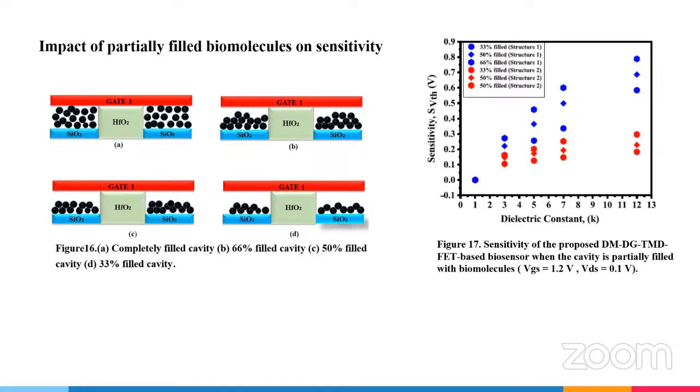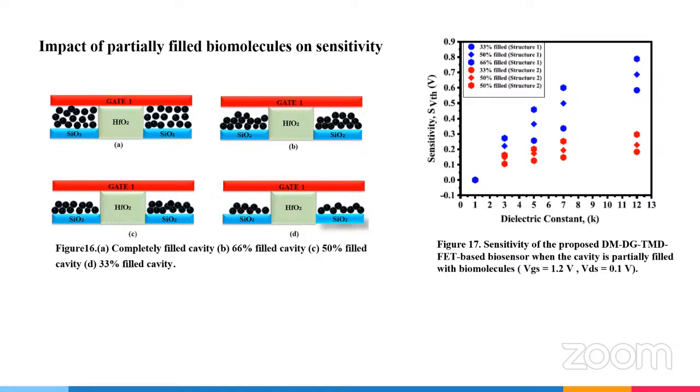So the first one is completely filled cavity. The second one is when the cavity is 66% filled. The third one is when the cavity is 50% filled, and the last one is 33% filled. For this, we have varied the thickness of the gate. In the modeling part, for uniform filling we have taken the thickness around 10 nanometer. For 66%, we have taken a thickness of around 7 nanometer. Likewise, we have decreased the thickness and measured the sensitivity.